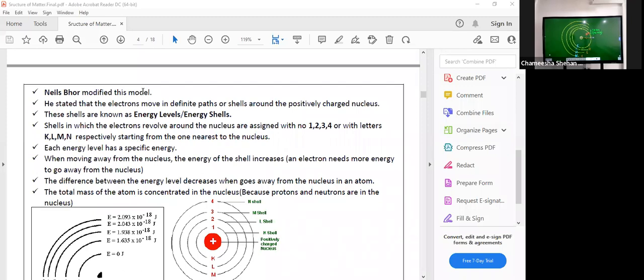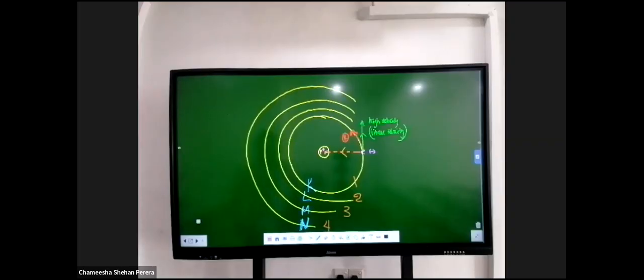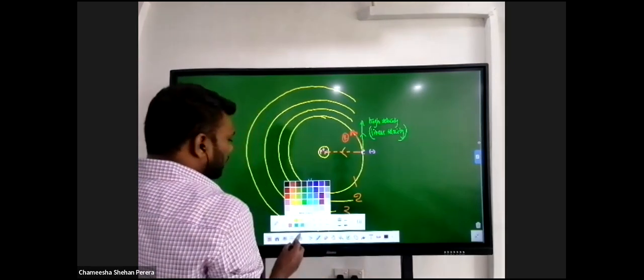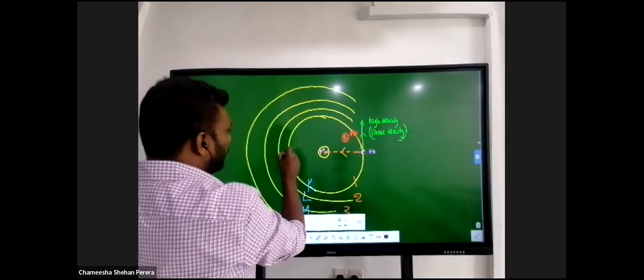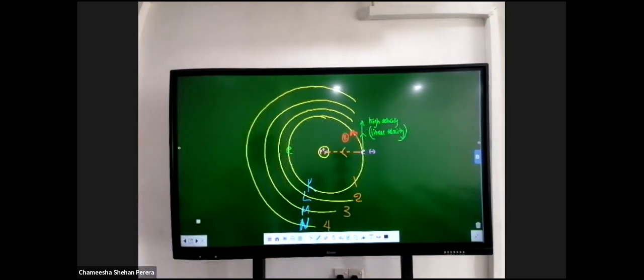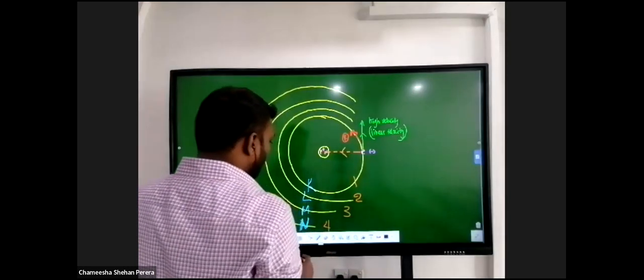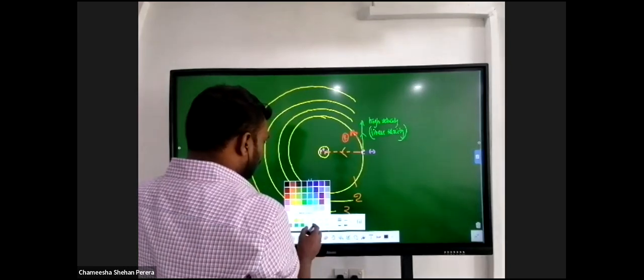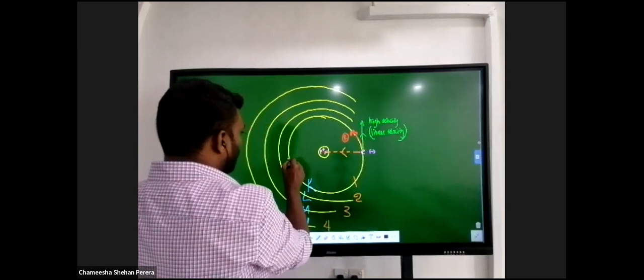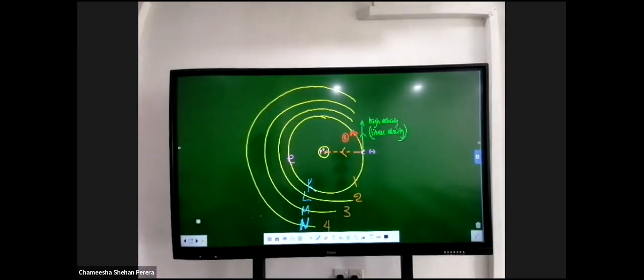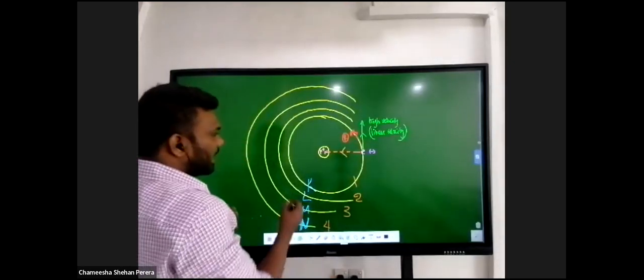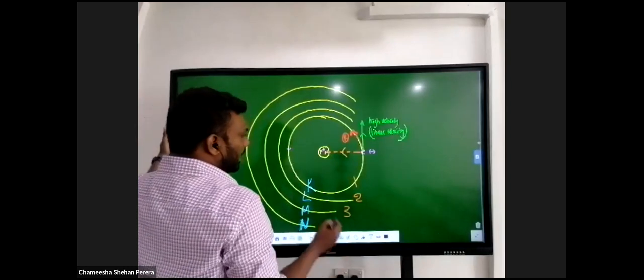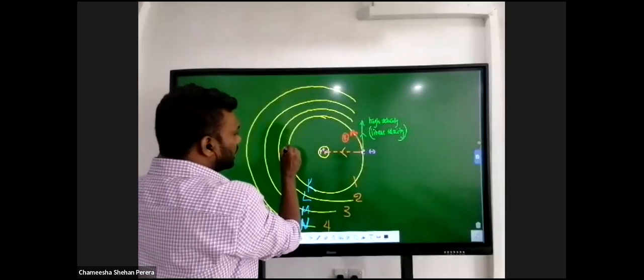When moving away from the nucleus, the energy of the shell increases, and electrons need more energy to go away from the nucleus. Now just imagine you have an electron over here. Clear? This electron has some sort of energy. I hope you remember this electron has a negative charge.